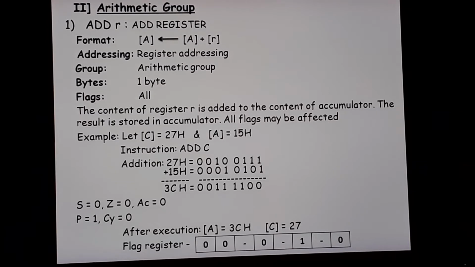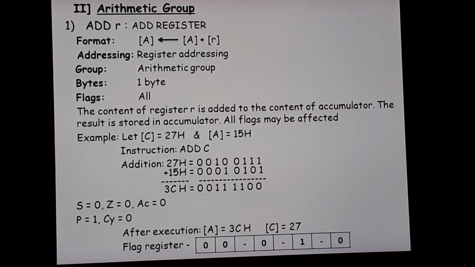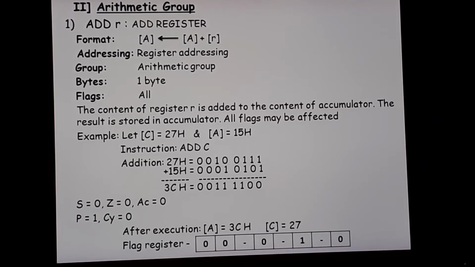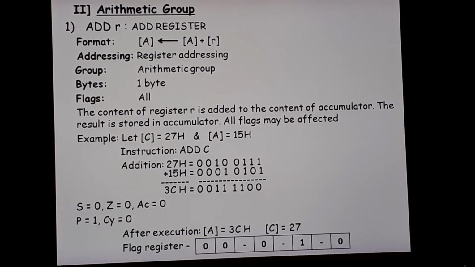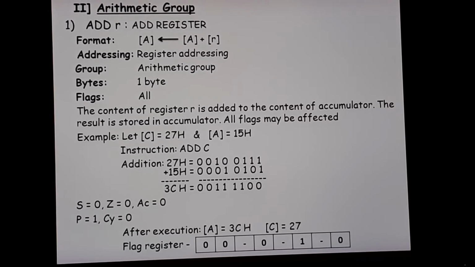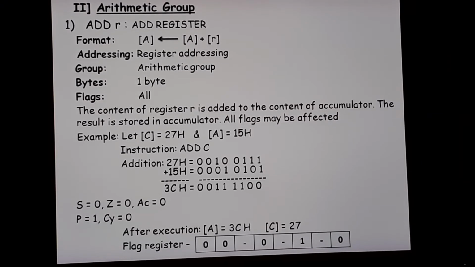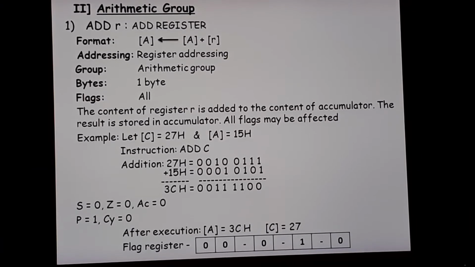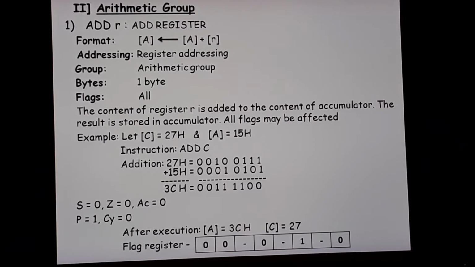R stands for any of the registers A, B, C, D. Add means it adds the content of register R with the accumulator. So ADD R stands for add register. The format is A plus R, and the result of that addition is stored in the accumulator. So the arrow is pointing towards A. A plus R: accumulator content plus the register content. Both of these contents will get added and the result of the addition will be stored in the accumulator. In the arithmetic group, the result is always stored in the accumulator. So in all of the instructions, we'll see the result will always be placed in the accumulator.